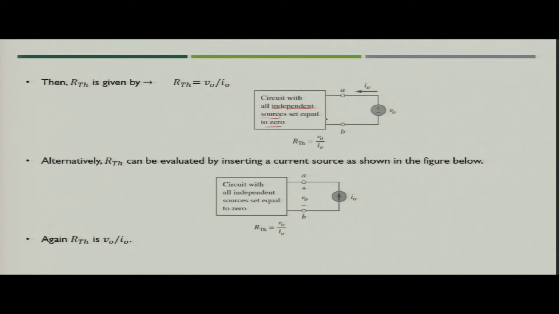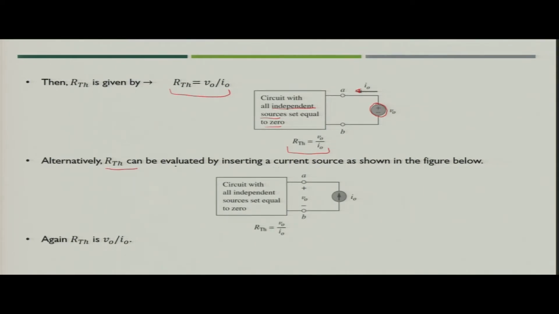So, in that case you cannot simply measure the equivalent resistance directly. You have to apply one voltage V naught across the terminals A B and measure the value of current I naught. What will happen in that case? Whatever current is flowing into the terminal A B, the voltage which you are applying divided by that current, V naught divided by I naught, would give you the value of the Thevenin equivalent resistance, that is RTH.